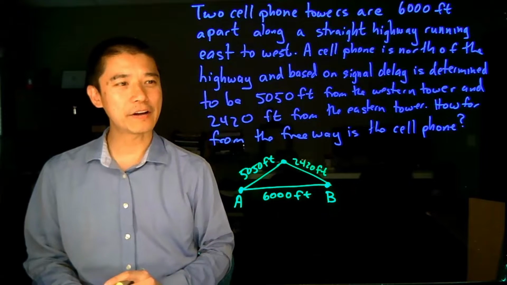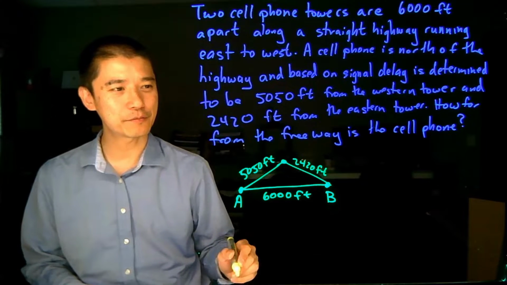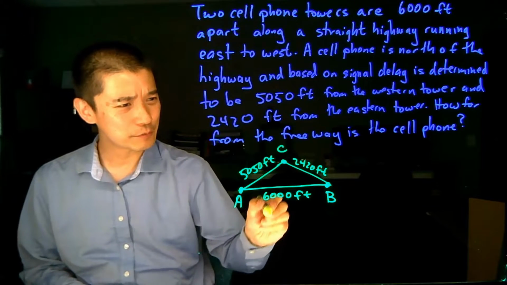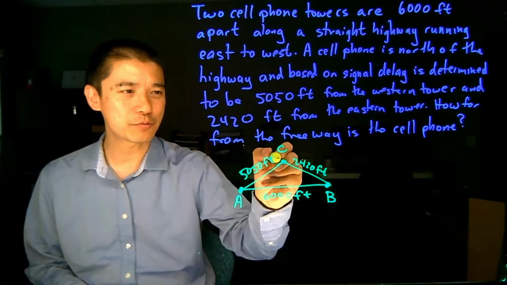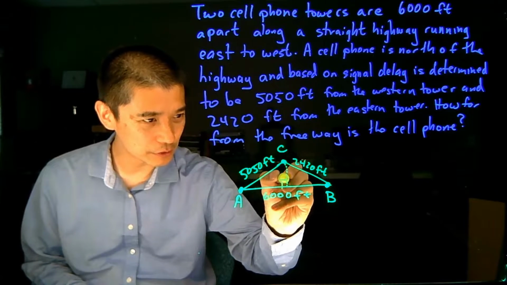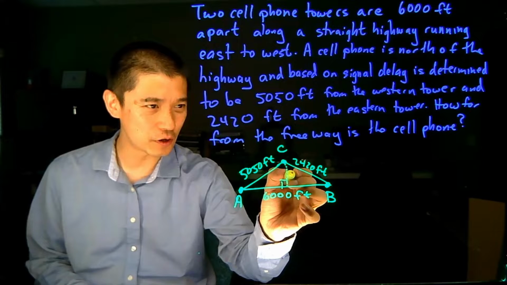We are asked to find out how far this cell phone is from the freeway. We use C for cell phone. How far is it from the freeway? Well, when we talk about distance between a point and a line, we talk about the perpendicular distance. So we are interested in that distance, which we'll just call x.